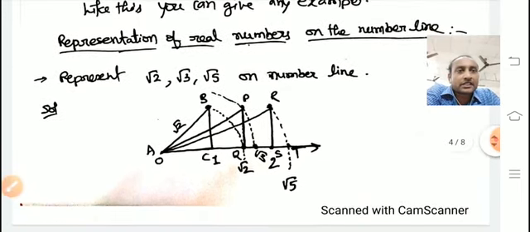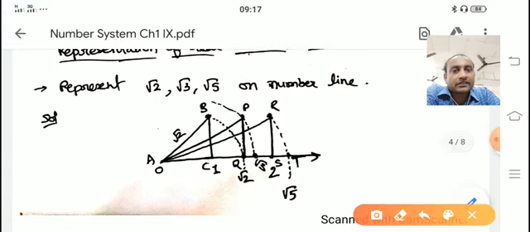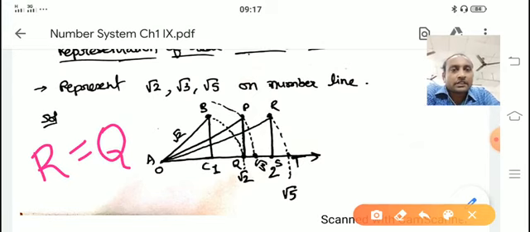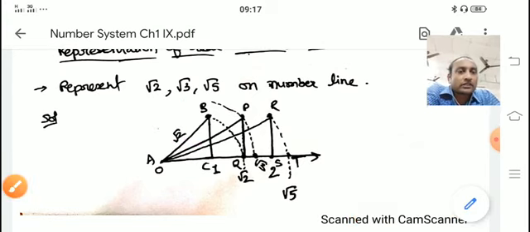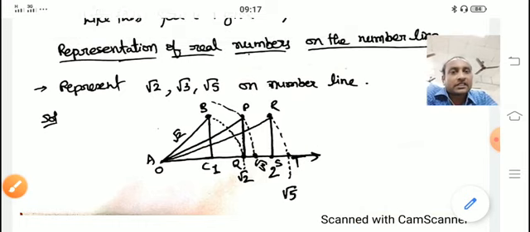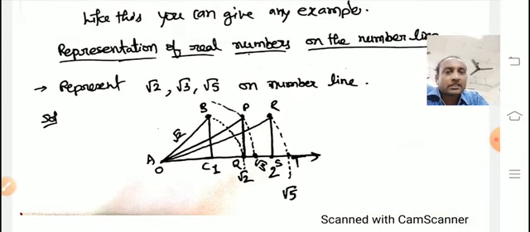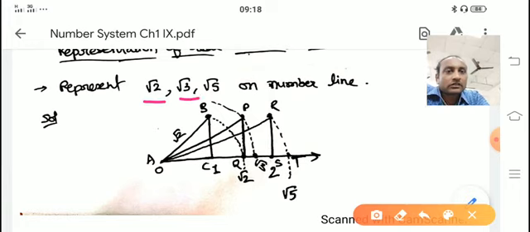Representation of a real number on the number line. How to represent a real number on the number line? Real numbers means you will have rational numbers as well as irrational numbers. So first of all we will see how to represent an irrational number on the number line. Irrational numbers means root 2, root 3, root 5. How to represent root 2, root 3, root 5 on the number line?